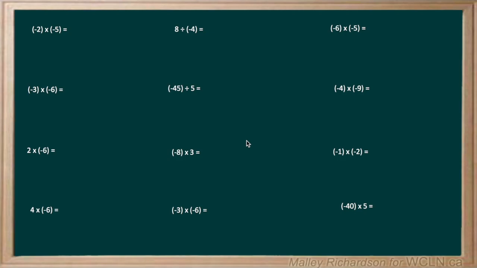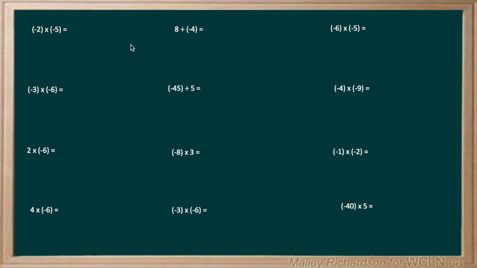In this problem set, we'll be working with multiplying and dividing positive and negative integers. When dealing with multiplication and division, we will apply the same rules to positive and negative numbers. When you multiply or divide two negative numbers together, you'll end up with a positive answer. And when you multiply and divide one negative and one positive, you'll end with a negative answer.